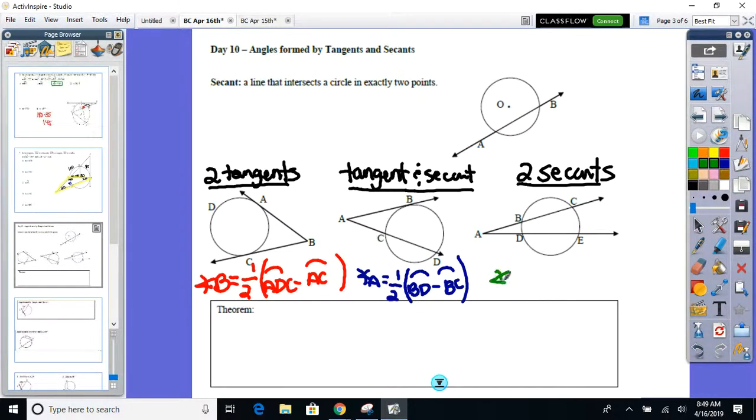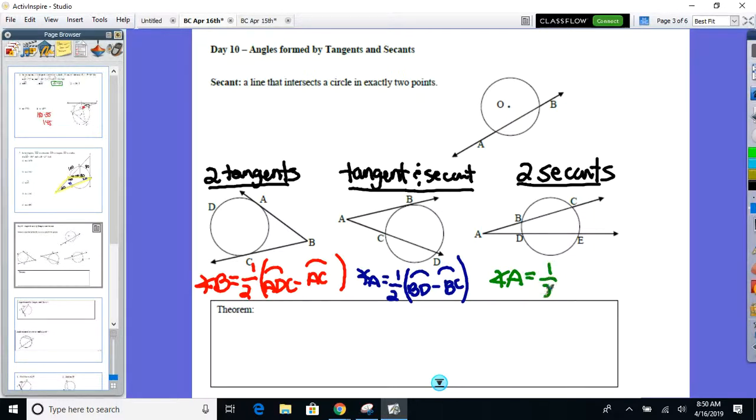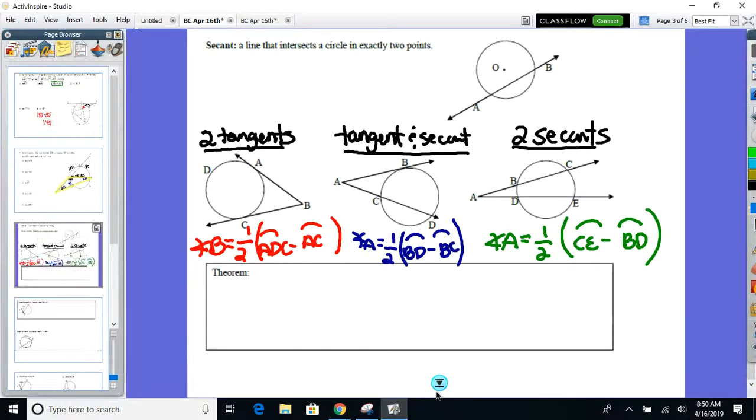Final one, angle A. What 2 arcs are we going to subtract now? CE minus BD. Meg: Are chords just secants? They're parts of secants. Like BC is a chord, but ABC is a secant. Okay, so you can think of a chord as part of a secant. All right. Everybody good?